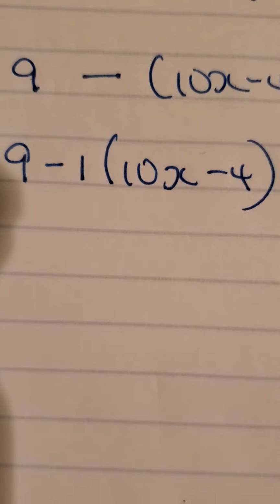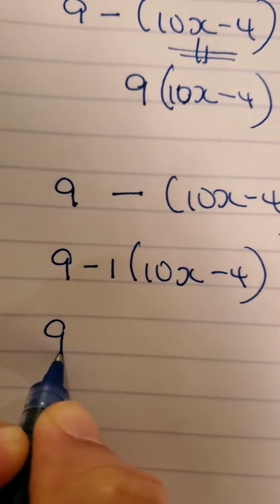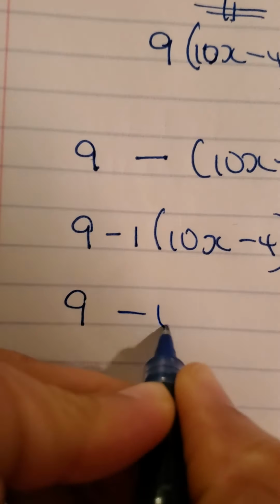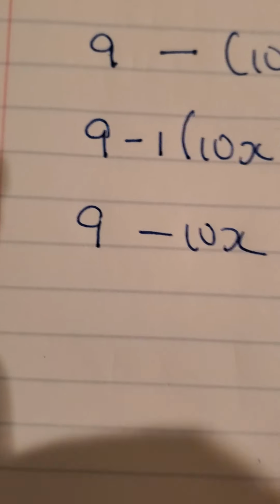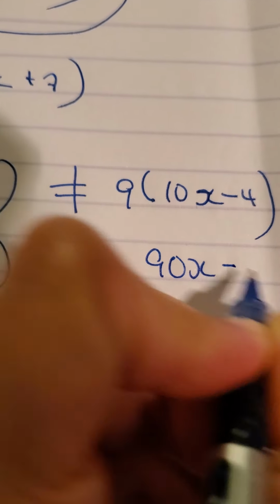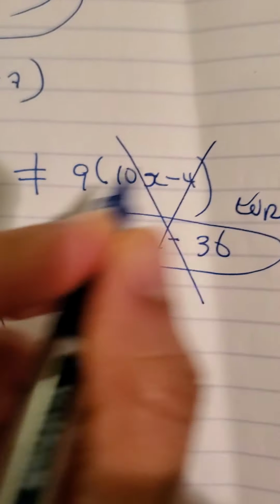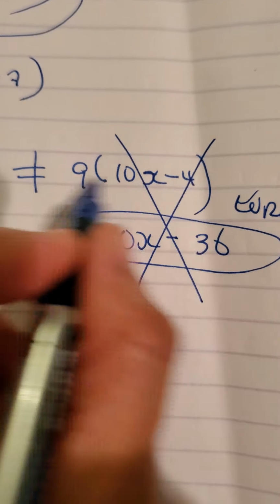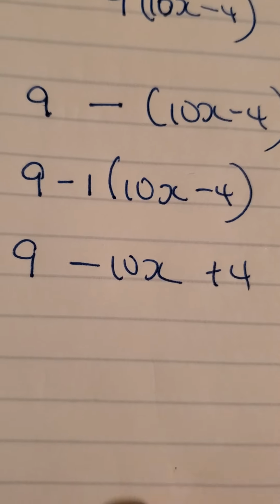In keeping with the order of operations, we're going to perform the multiplication here, which is the distributive property. So this is 9 minus 1 times positive 10, which is minus 10x. Negative 1 times negative 4 is positive 4. See what's happening there? Versus doing 90x minus 36, right? That's wrong, because 9 and 10x minus 4 are not factors. 9 is a term by itself, and negative 10x minus 4 is a term by itself.